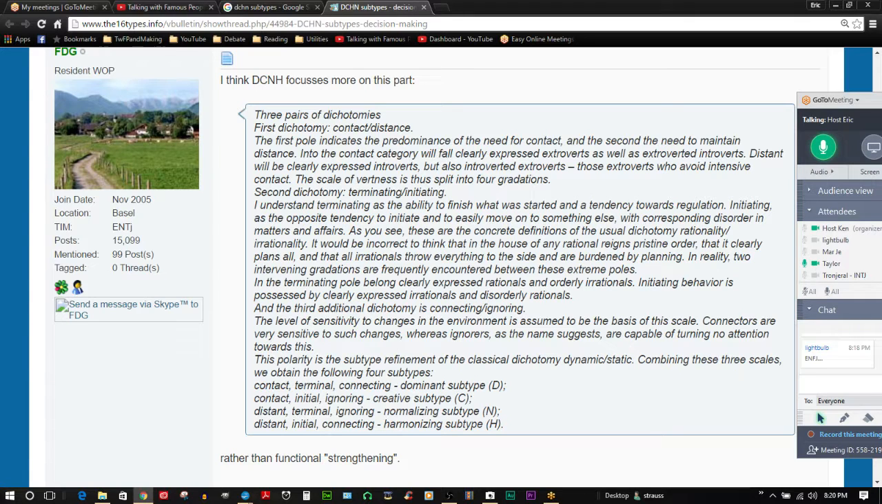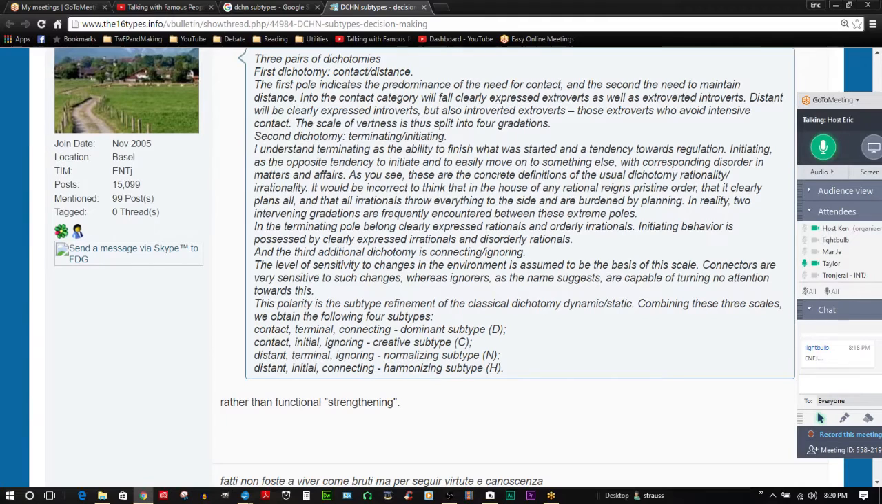Second dichotomy, terminating, initiating. I understand terminating is the ability to finish what was started and a tendency towards regulation. Initiating is the opposite, a tendency to initiate and to easily move on to something else, with corresponding disorder in matters and affairs. As you see, these are concrete definitions of the usual dichotomy.